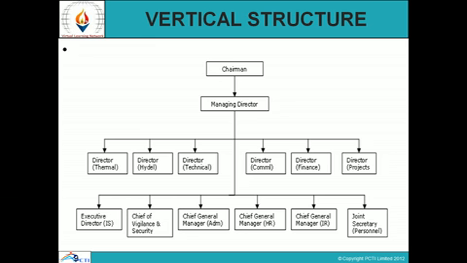Now let us take an example of the vertical structure. Suppose the vertical structure starts from the chairman, then the managing director. Directors could be from the thermal department, hydel, technical, communication, finance, projects. And then the next level in the hierarchy is executive director, chief of vigilance and security, chief security manager, chief general manager, chief general manager HR, chief general manager IR, joint secretary, and so on. Now look at this structure, which represents a vertical structure having four levels.